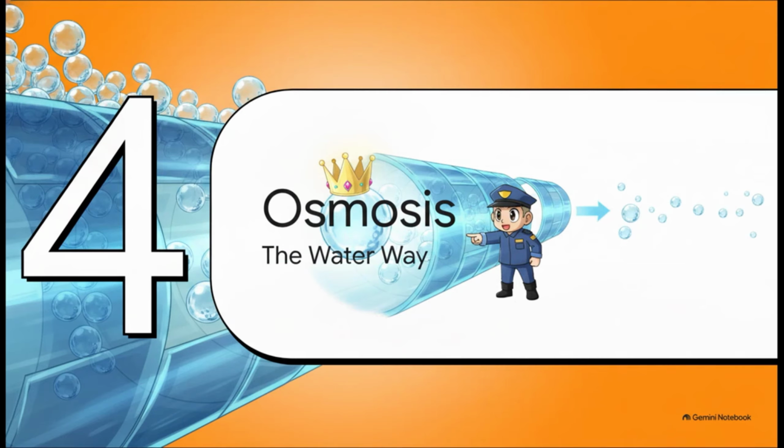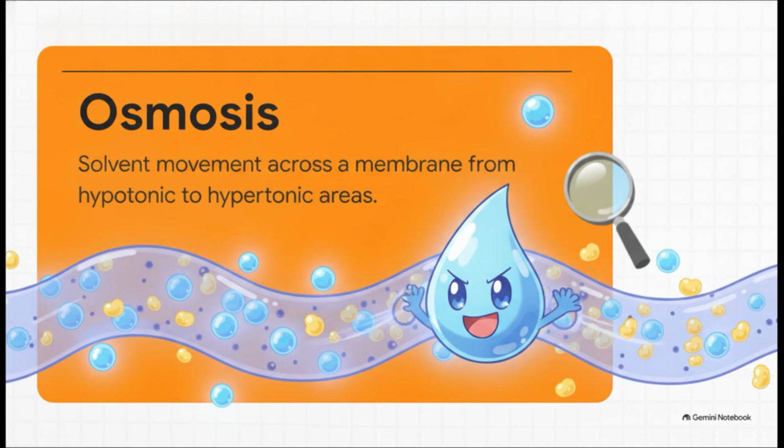All right, Section 4. Osmosis, the waterway, the third passive lane. We've officially arrived at the third and final lane of our passive highway, and this one is strictly reserved for a very special VIP, water. Osmosis is the movement of a solvent, which is almost always water, across our semi-permeable membrane. The terminology here is absolutely crucial.